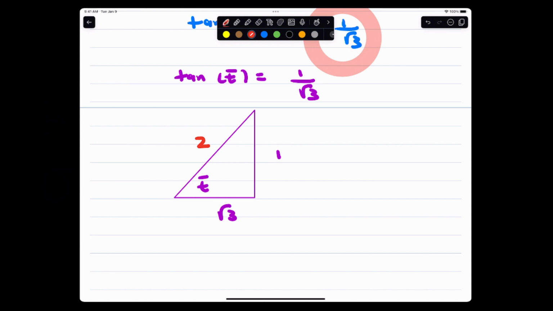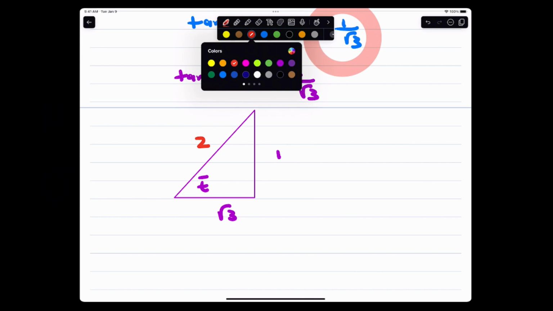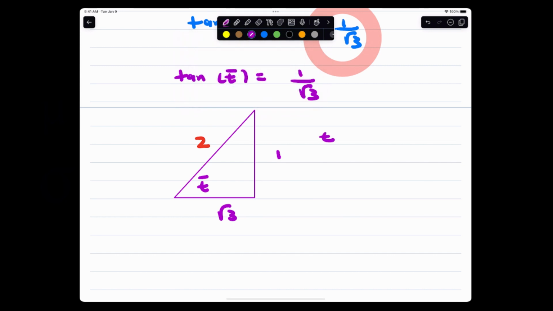Okay, what does the reference angle have to be in this case? Anybody know? What's the reference angle? Isn't that 30 degrees again?